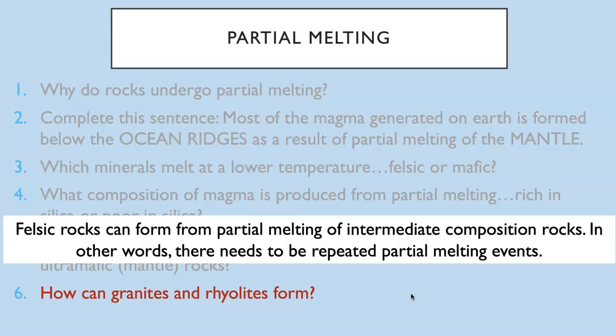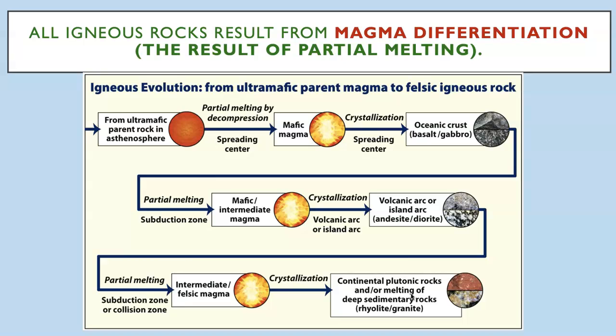And let me show you a diagram that might make this more clear. Now, I know this is a very busy diagram, and just bear with me here. So at the beginning, we have the asthenosphere, the ultramafic parent rock, and we partially melt it, right? And maybe we melt it by decompression. So as we partially melt it, we get silica-rich magma from the ultramafic parent. So we have a mafic magma. It's still mafic, but it's not ultramafic. And that cools and crystallizes and gives us basalt and gabbro, which are mafic rocks.